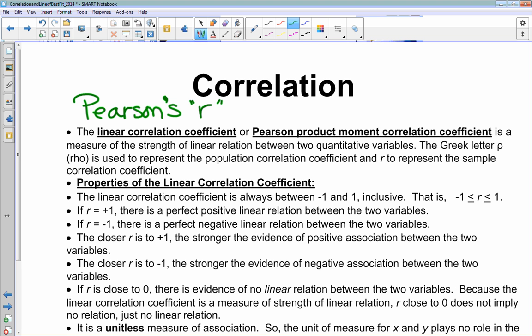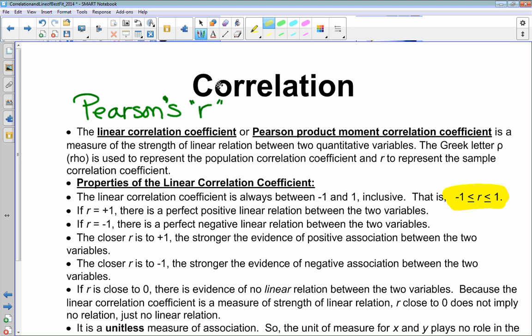What I am going to ask you to do is to interpret it, okay? Your calculator will find it for you. Things that are important. Correlation is always between -1 and 1. It can equal -1, and it can equal +1. You should remember that when we talk about a strong correlation, what is it close to? 1 or -1.